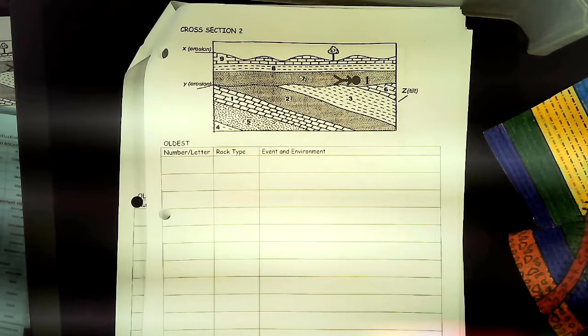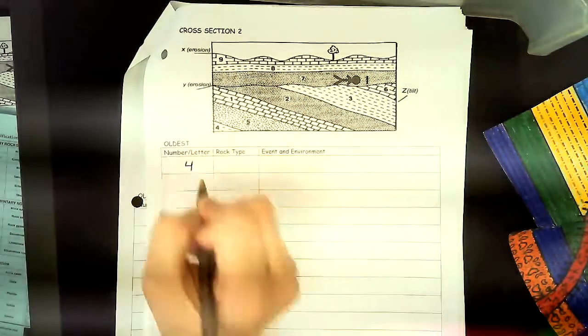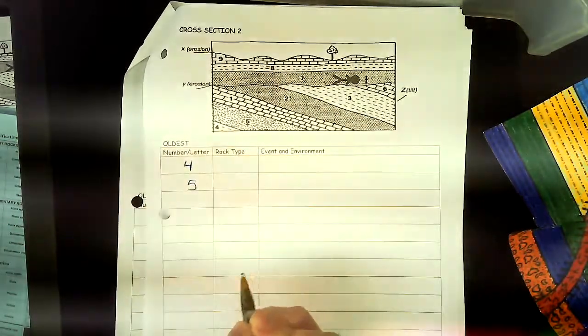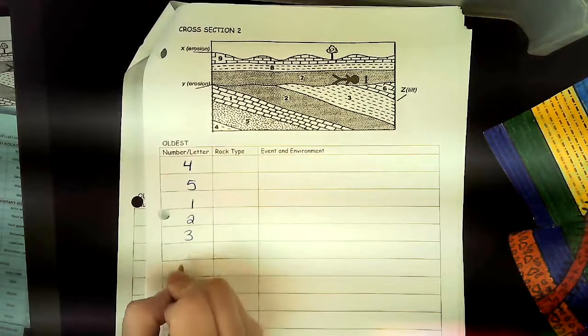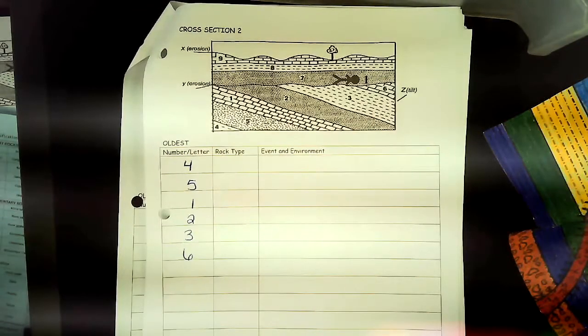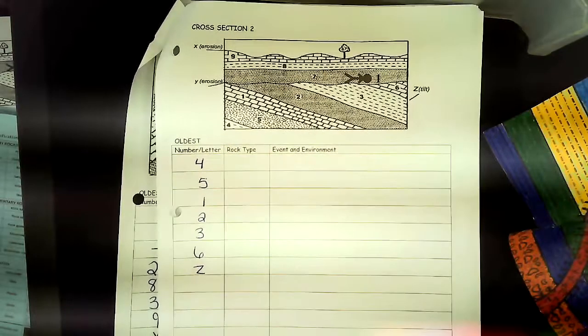So let's start with the first thing that must have happened. Oh, by the way, when does the tilting happen? After the rocks that get tilted. So the ones that are tilted were there, and then it tilted. But are they all tilted? No, so it's not the very last thing that happened. All right, so let's start with the first thing that happened. 4, then 5, then 1, then 2, then 3, 6, then what? Then it got tilted, which is labeled Z in this case.